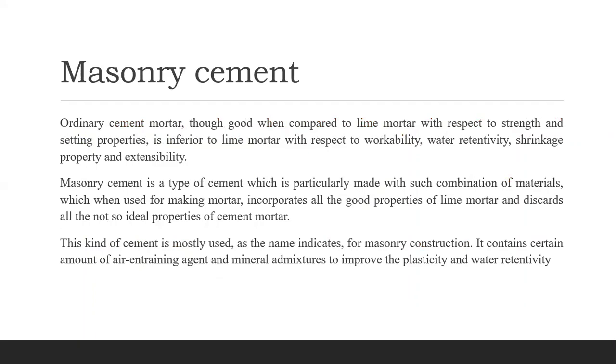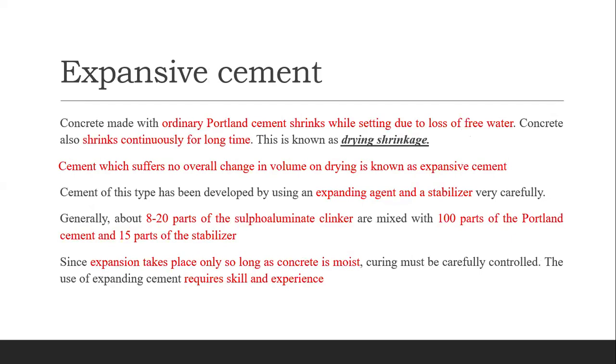Then the next one is masonry cement. Masonry cement is nothing but the conventional type of cement. The name itself says that it is used only for masonry purposes. That's it, nothing more than that. Previously lime was used for masonry purposes, but nowadays people have shifted towards cement because of its easiness and higher efficiency. And the next one is expansive cements.